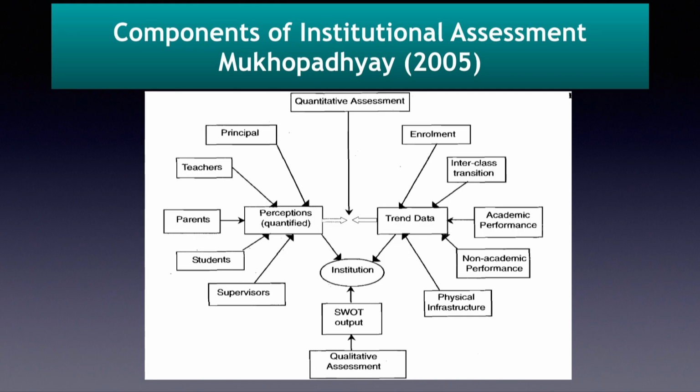Trends are of enrollment, trends are of interclass transition, trends are of academic performance, non-academic performance, and physical infrastructure. For these, the analysis or the perceptions of the principal, teachers, parents, students, supervisors, and industry are required. All these perceptions give us the trends about the qualitative growth of an institution, and qualitative growth leads us to understand whether the institution is able to achieve the objectives for which it has been set.